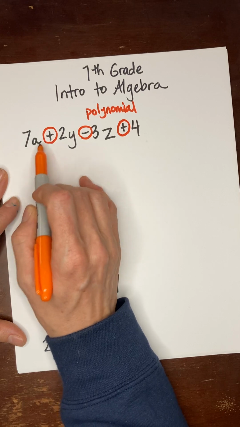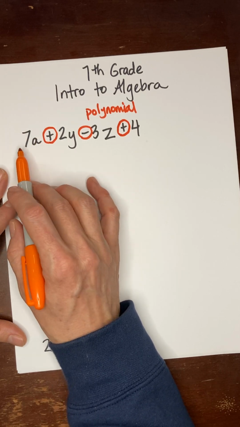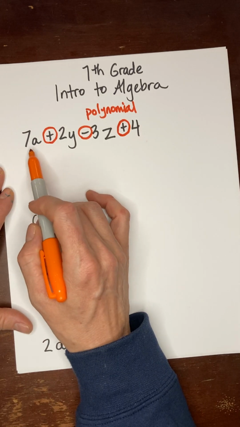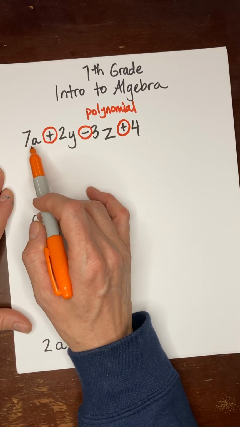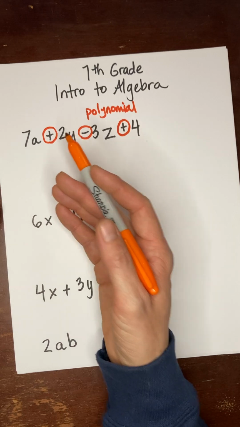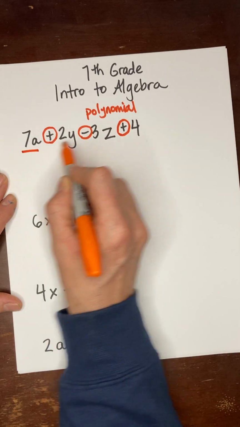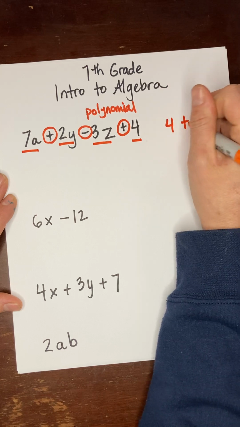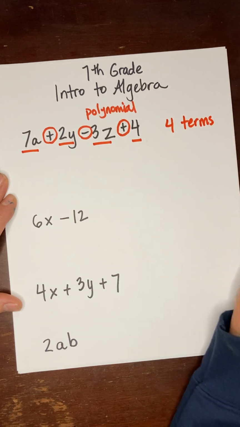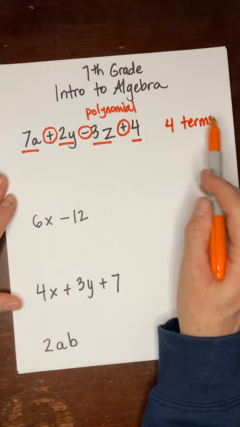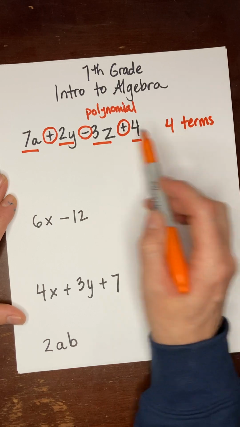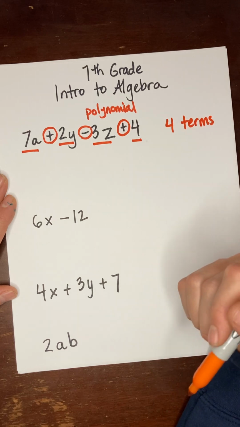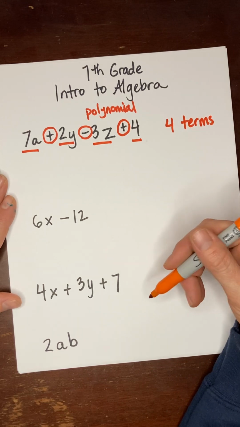A term is a group of factors that are being multiplied. So 7 times A is called a term. It doesn't matter how many factors you had here. I could have 7 times A times B, and that would still be one term. Okay, so let's count. 1, 2, 3, 4. So this has 4 terms. Now, generally, we don't give a specific name to 4 terms. We would just call this a polynomial. We have a specific name for 1 term, 2 terms, and 3 terms.